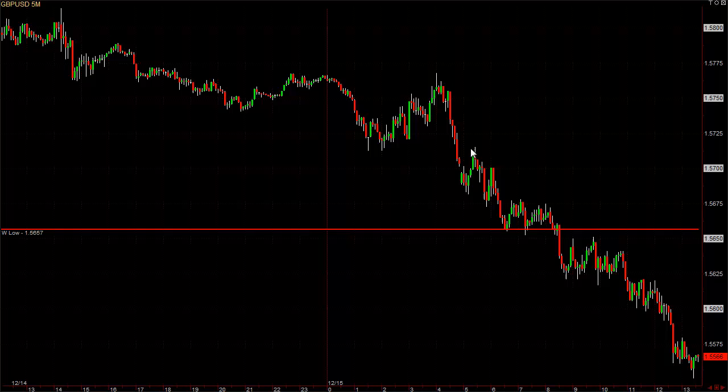Notice here in the pound dollar, previous week's low, it acts as support. For 2 hours, there's buying there. And once price gets broken, it continues.